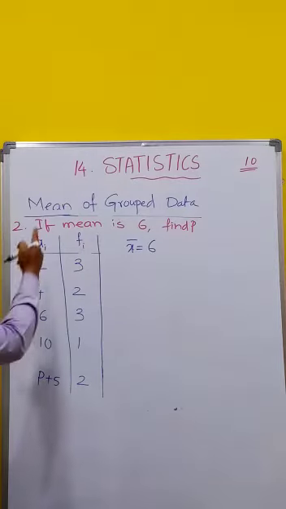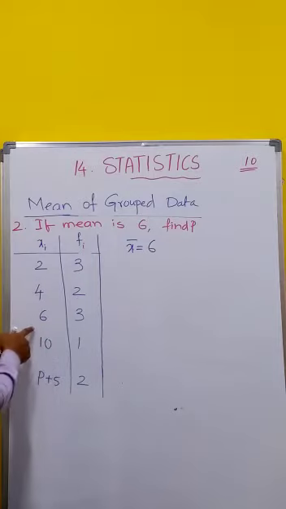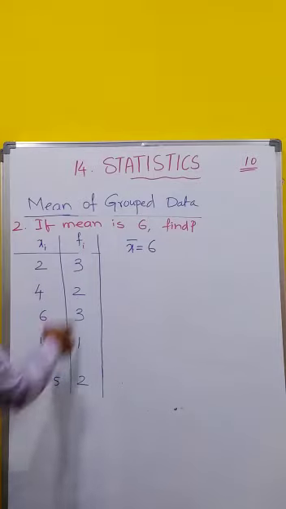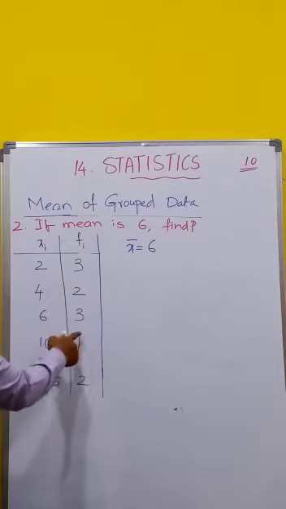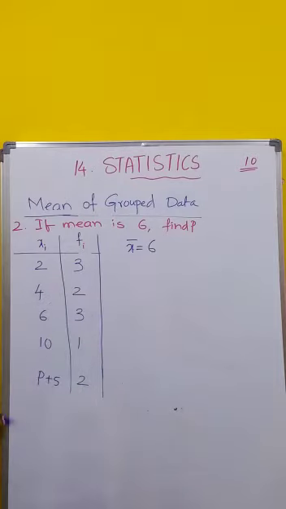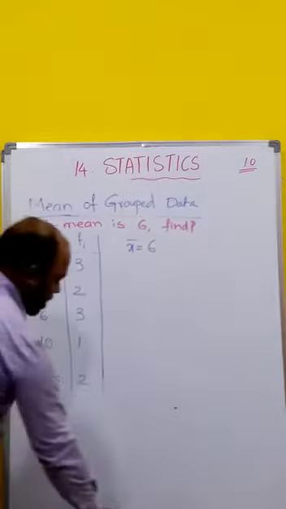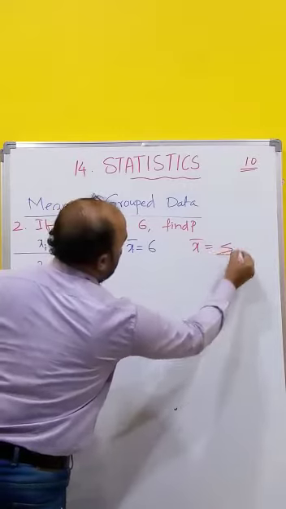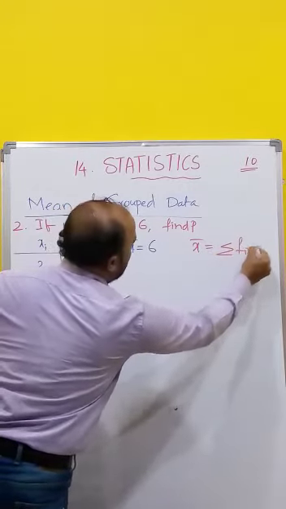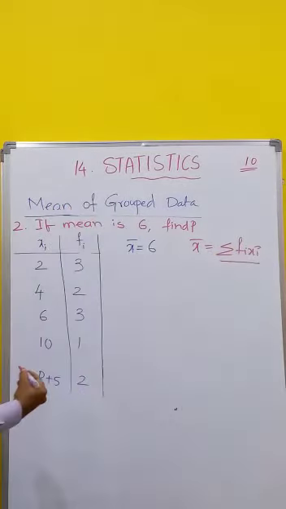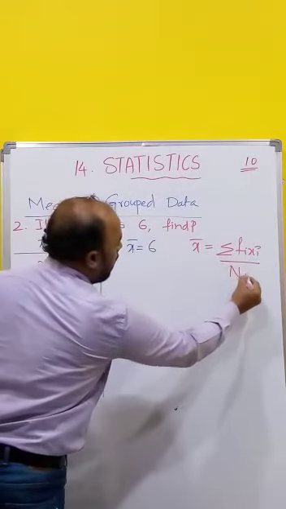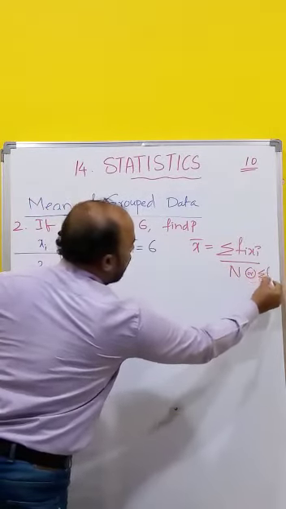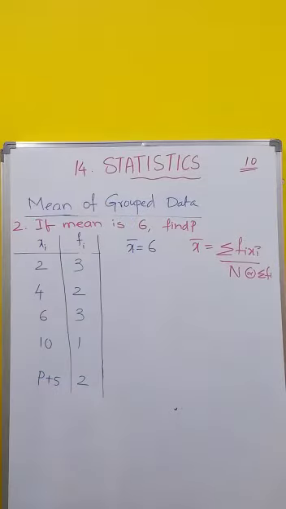First, the given data is 2, 4, 6, 10, p plus 5, and the frequencies are 3, 2, 3, 1 and 2. That is given. What is the missing term here? P. We have to find p using the mean formula. Just now we did, what is the x bar formula? That is the mean. X bar is equal to sigma fi xi by n, or you can write sigma fi also. Clear, children? We will find out now.